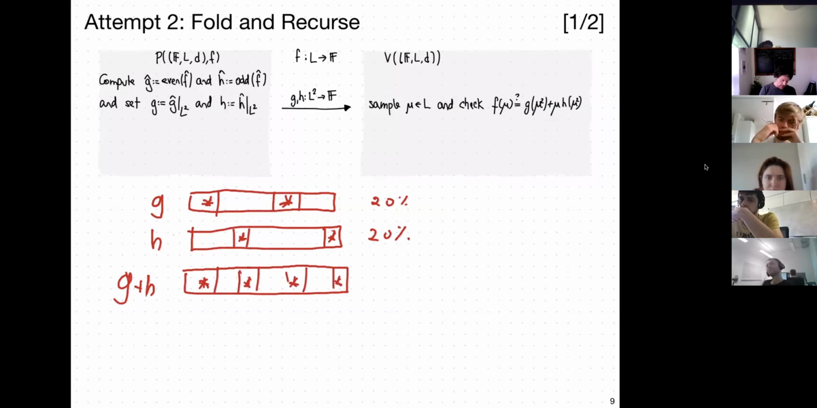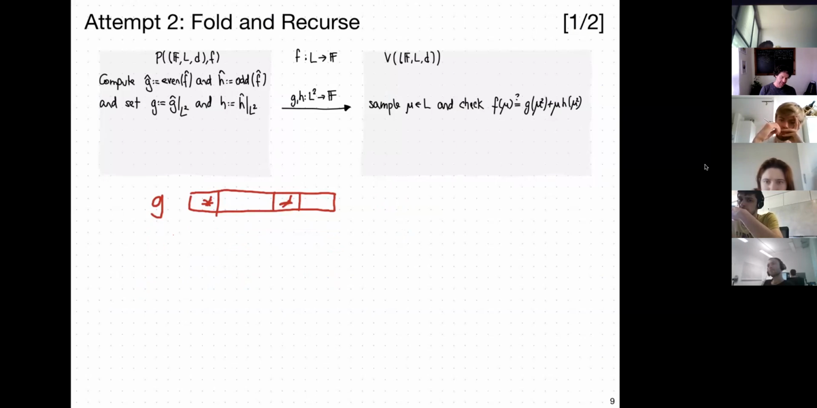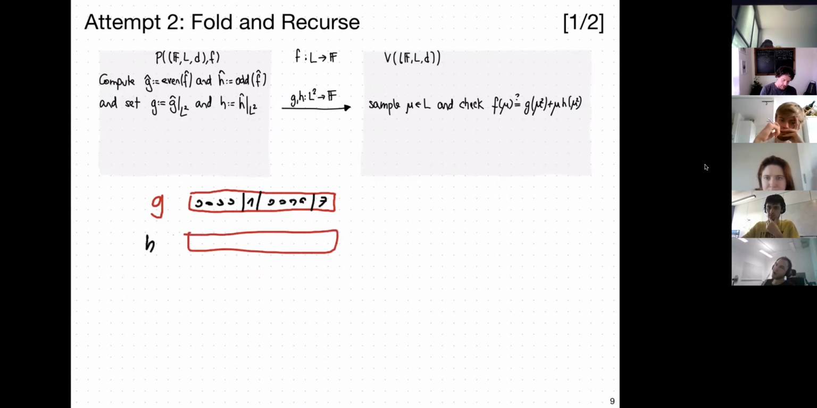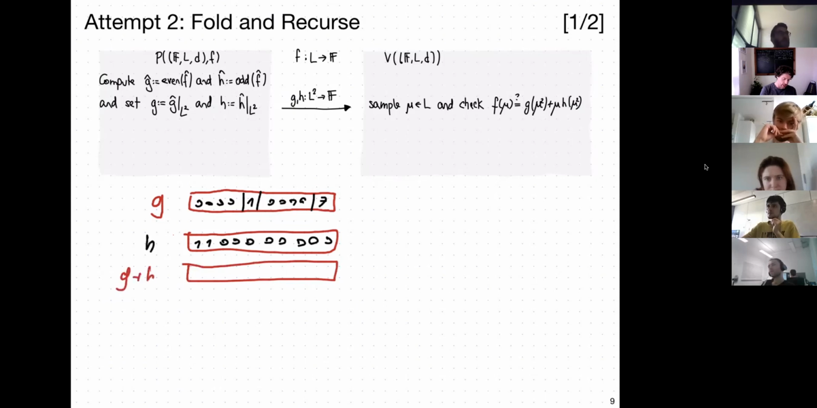So maybe to make it even more concrete, think about the code word being the all zero code word. So it's like 0, 0, 0, 0, and then we have 1, and then 0, 0, 0, 0, and then 7, right? And when we have here H, then we'll maybe have here 1, 1, 0, 0, 0, 0, 0, 0, 0, 0, 0. So when we add this thing, the summation G plus H would just be this 1, 1, 1, 7.